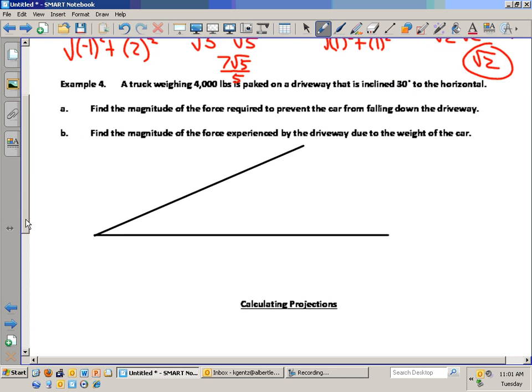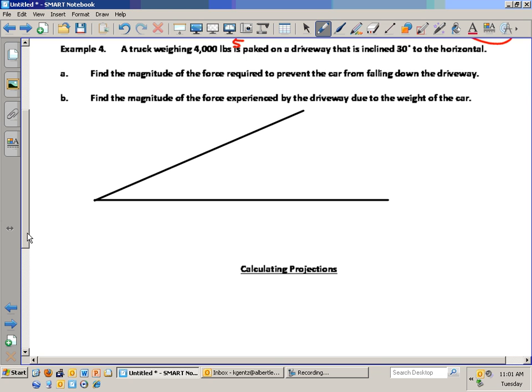All right. So, okay, now we want to apply it to a word problem. Let's apply it to a word problem. It says a truck weighing 4,000 pounds is parked on a driveway that's inclined 30 degrees to the horizontal. Yep, sorry. So I've got this truck. And as you guys know, my drawing is far superior to Nathan's. That is a truck. I think everybody recognizes that.